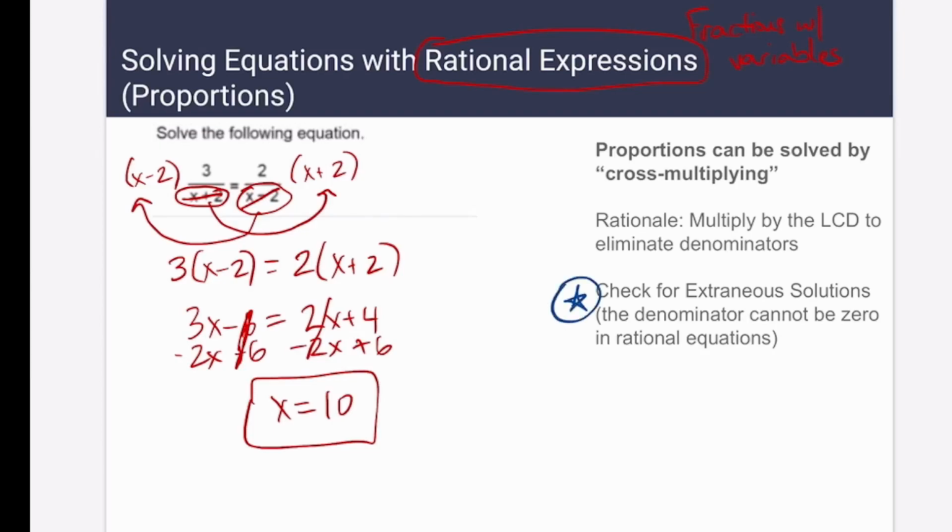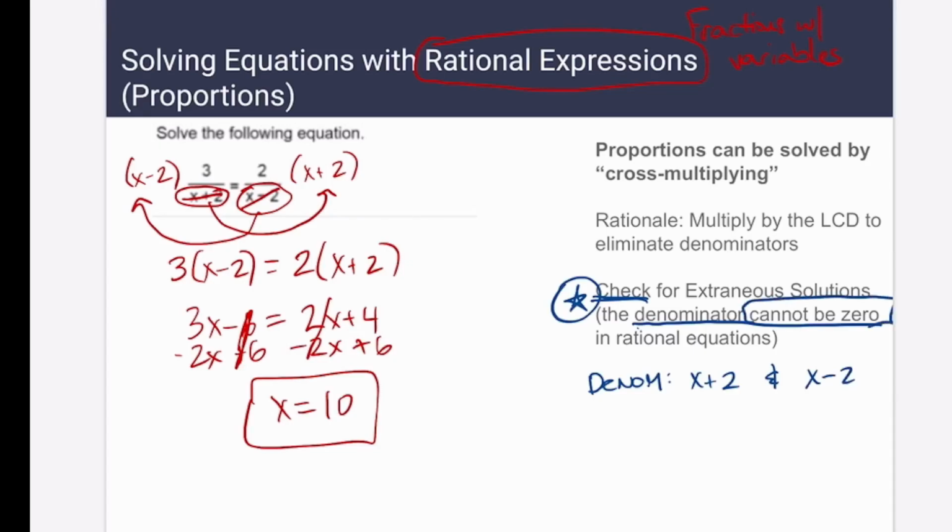So this is important. Anytime you have a fraction, the denominator cannot be 0. So you will have to check your solutions every time. In this problem, the denominators were x plus 2 and x minus 2. So again, we just need to make sure that it's not 0.